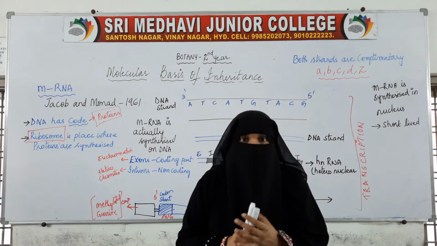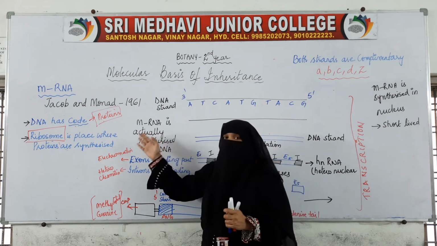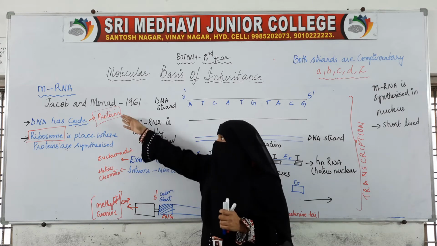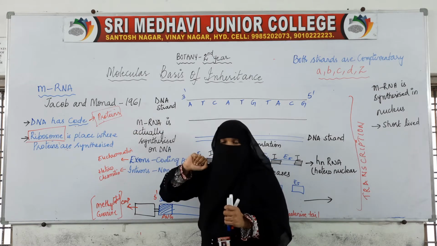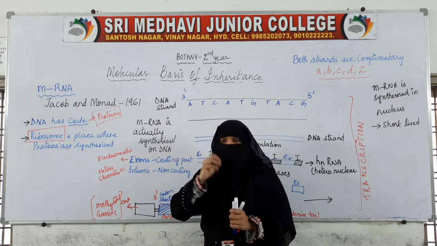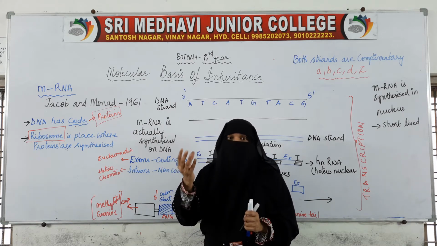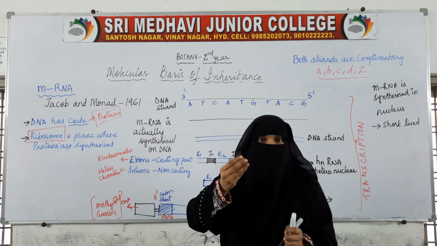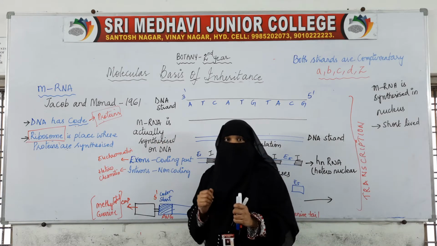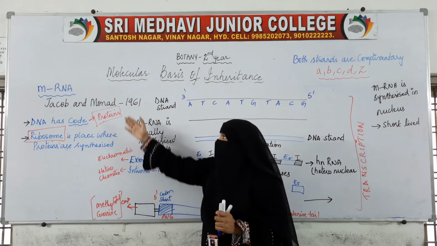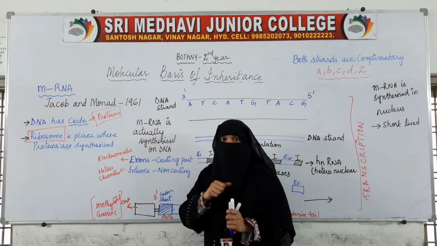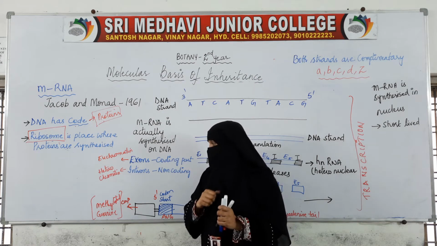So who discovered this mRNA? This mRNA was discovered by Jacob and Monod. What they said is that there is something which is transferring the code from DNA to ribosomes, and they named it mRNA.